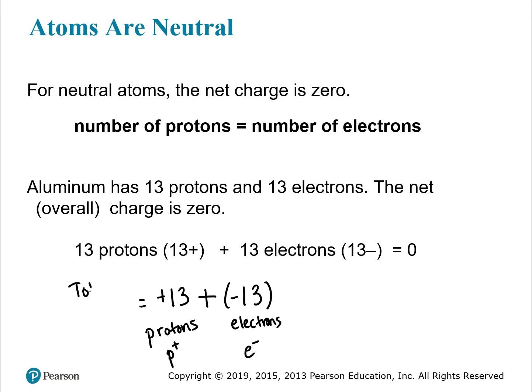And if we total that up, it equals 0. So I rewrote it so that you can see it a little bit differently. It's just math. Positive 13 plus a negative 13 gives you 0. So remember that for neutral atoms.